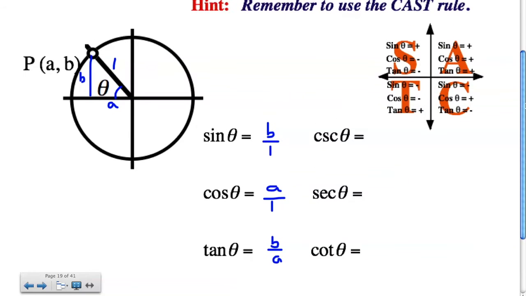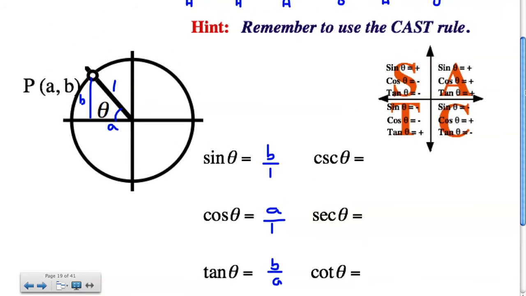Now these reciprocal functions, okay, we know that a cosecant is the flip of sine, so all we do is we flip this, so it becomes 1 over B. Flip this, 1 over A. And the last one, flip that, it's A over B.